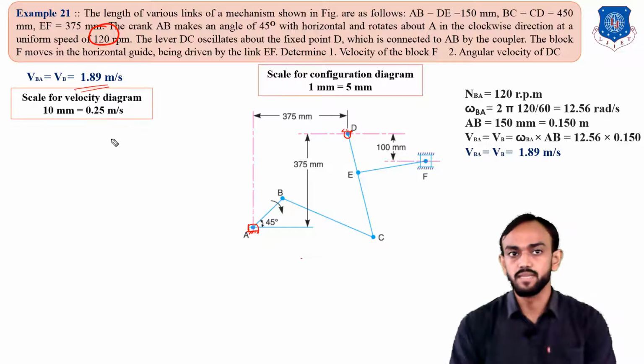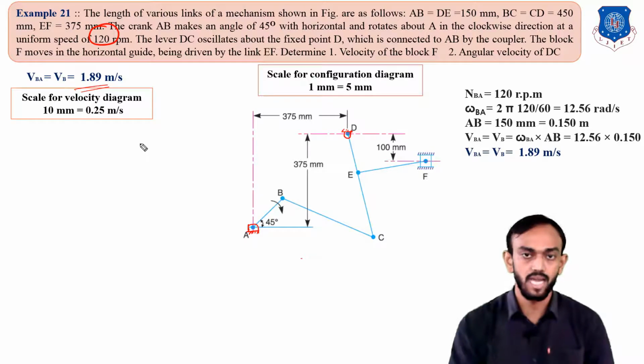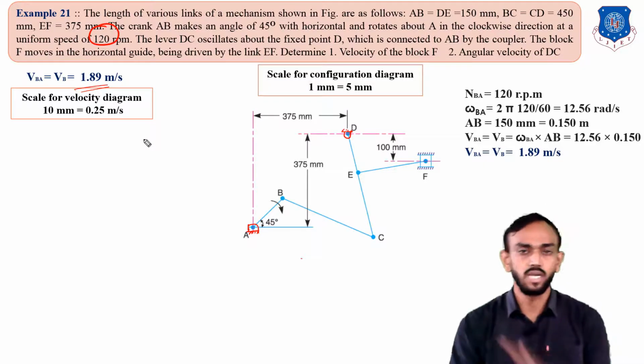For that we need the scale here. We will take 10 mm equal to 0.25 meter per second. Remember that this scale totally depends on us, what scale we choose. It totally depends upon whatever space we have and how you will draw.